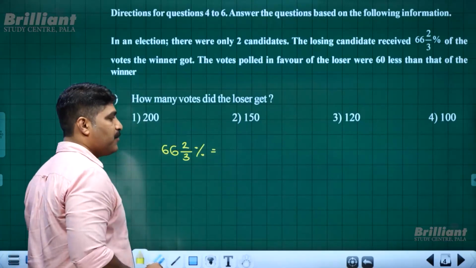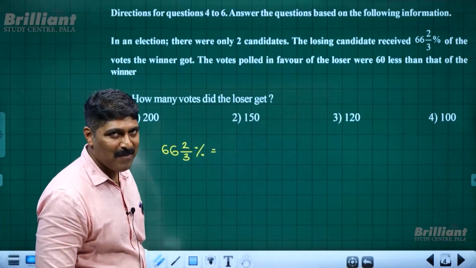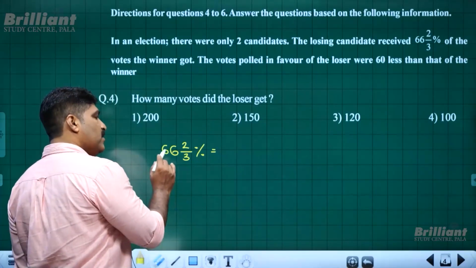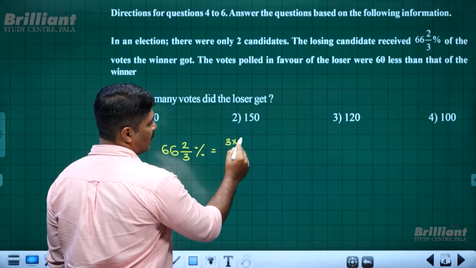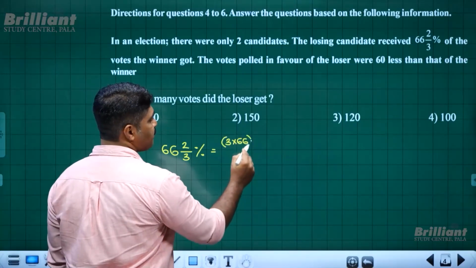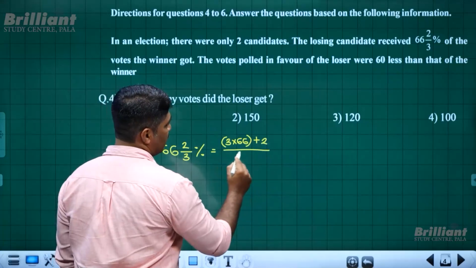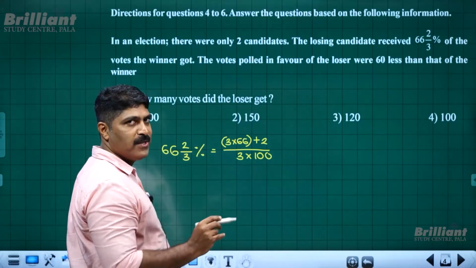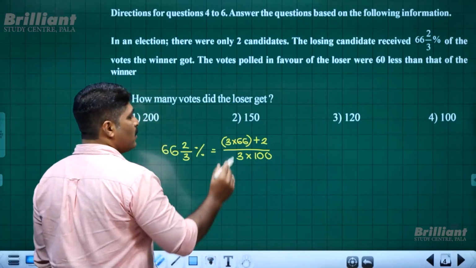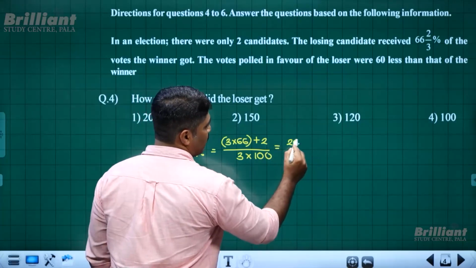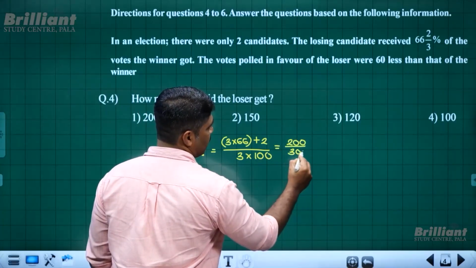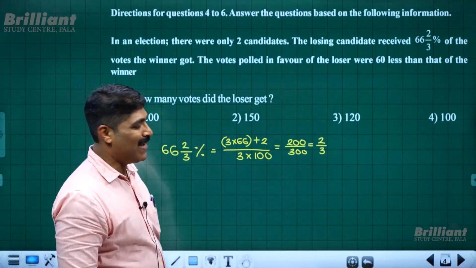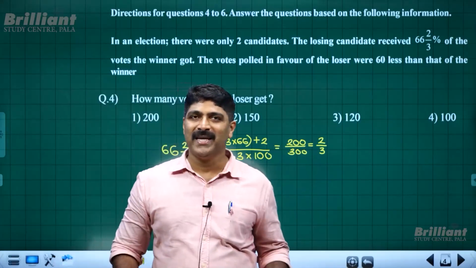First of all, you make it an improper fraction from the mixed fraction. You multiply 3 into 66, that is 198, plus 2, divided by 3, then into 100. Why into 100? We just remove the percentage symbol, whose value is 1/100. So this is 200 by 300. So what is the corresponding fraction? That is 2/3. So it's a cute value, right? 66 and 2/3%, keep it in your mind.